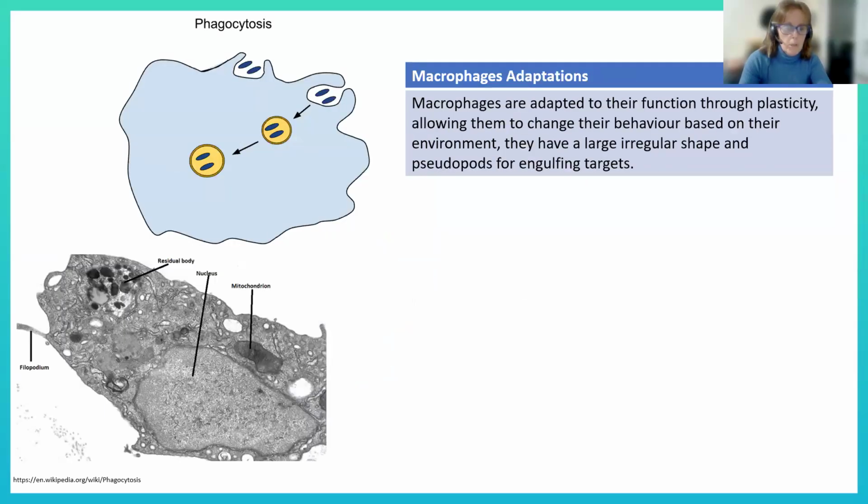Macrophages are specially adapted for their function through their plasticity. What do we mean by that? Look at the shape of it here. That's not a round cell, is it? Plasticity means it can change shape. So it can move around, change shape, and engulf these bacteria. They change their behavior based on their environment, and they have this really irregular shape, which actually helps them to squeeze through the capillaries.